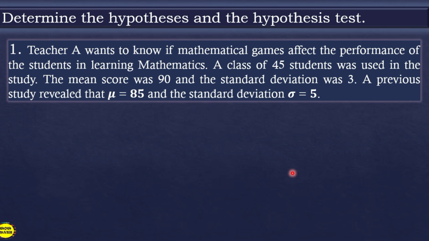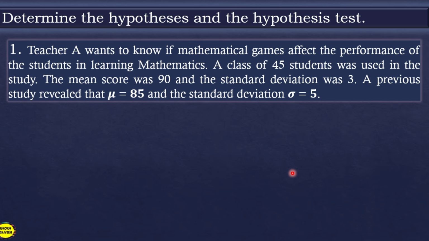Okay, try natin yung example na 'to. We're going to determine the hypothesis and the hypothesis test. So number 1, teacher A wants to know if mathematical games affect the performance of the student in learning mathematics. A class of 45 students was used in the study. The mean score was 90 and the standard deviation was 3. A previous study revealed that the population mean or the average is 85 and the standard deviation is 5.